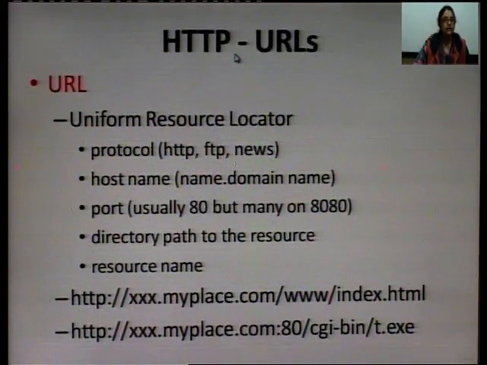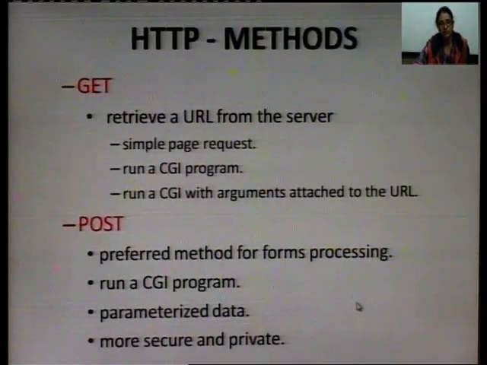What are the HTTP URLs, which are Uniform Resource Locators? It contains a protocol. It may contain protocols like HTTP, FTP, newsgroups, etc. Then the host name, which is the name dot domain name, then port, which is usually 80 but many on 8080, directory path to the resource and resource name. This is the common example of a URL having protocol, host name, port number and resource name, and may also contain directory path to the resource.